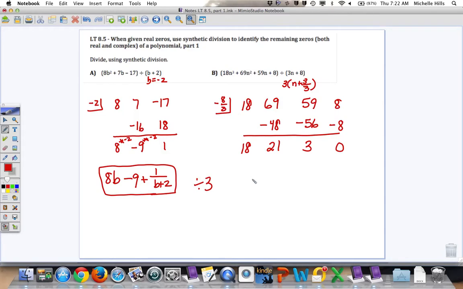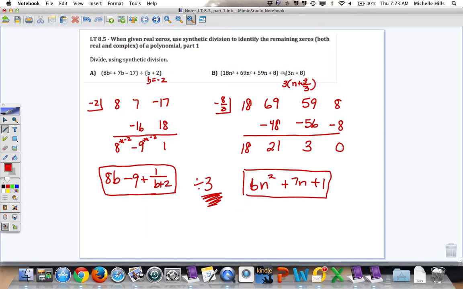So again, this becomes 18n squared, but I need to divide everything by 3. So 6n squared plus 21n plus 3. See, I just did it again. Hopefully you guys caught that as you went through. Plus 7n plus 1. And I have to write this big divide by 3 out to the side, otherwise I kind of forget to do it at the end.